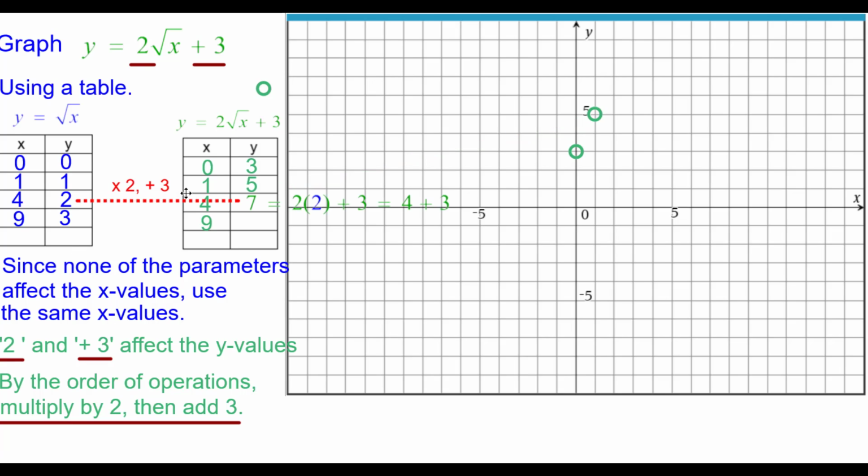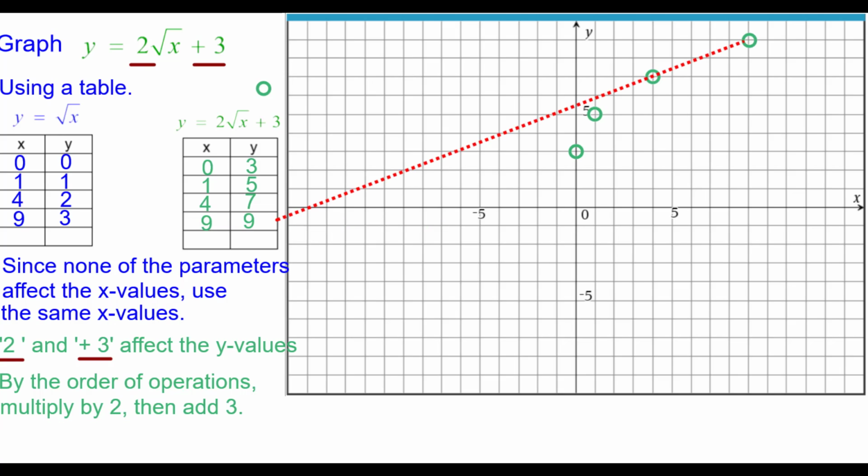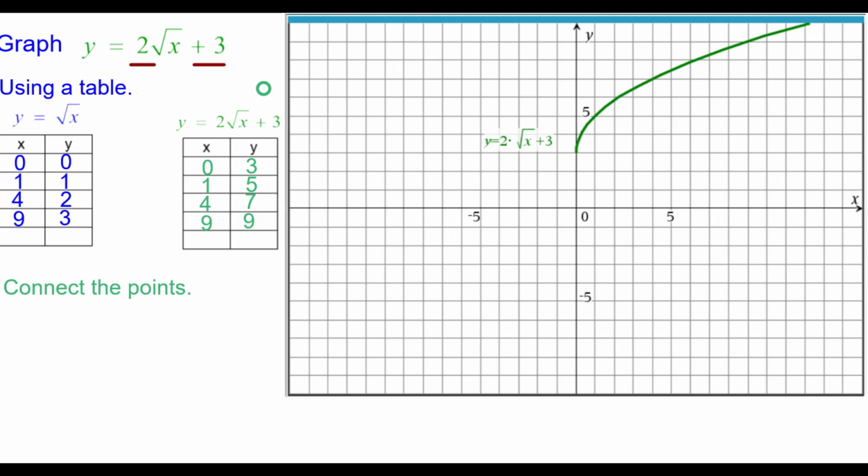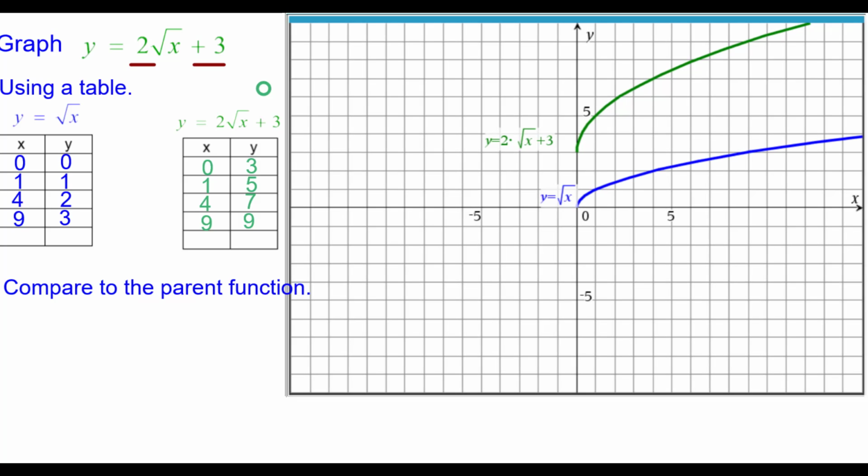2 times 2 is 4, plus 3 is 7. Plot 4, 7. 3 times 2 is 6, plus 3 is 9, 9, 9. Connect the points to make it look like a square root graph. Compare it to the parent function.